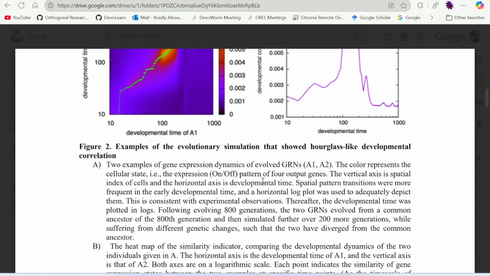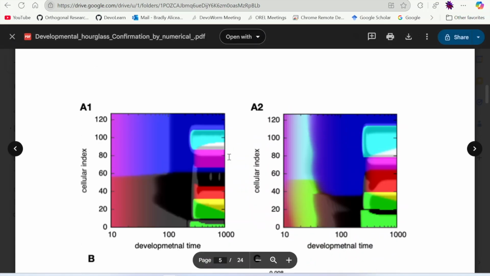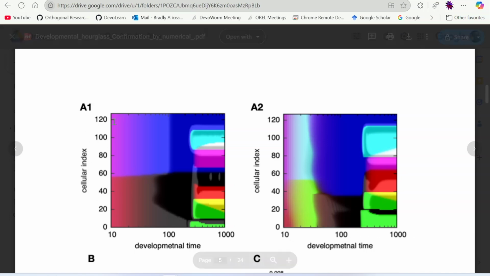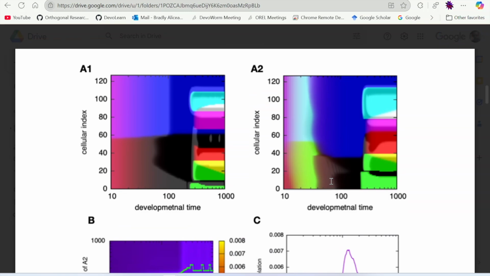So in A, we have A1 and A2. These are two examples of gene expression dynamics of evolved genetic regulatory networks. This is one genetic regulatory network, and this is the second one. This is developmental time from 10 to 1,000, and then this is the cellular index, which they define in the paper. Then this shows a phase portrait of that. This is different for these two different examples, presuming two different species and how those taxa behave with phylogenetic distance.